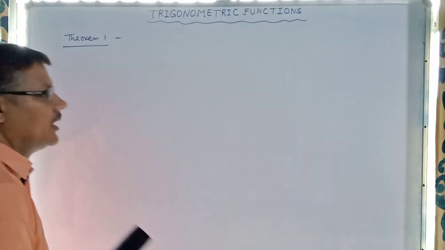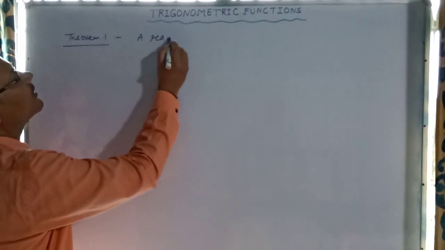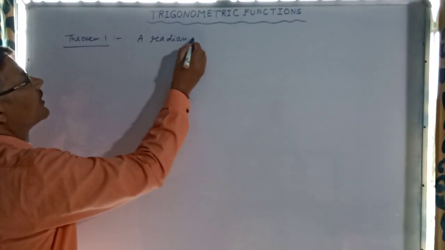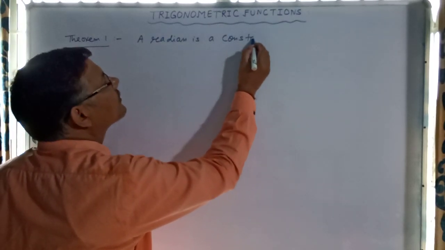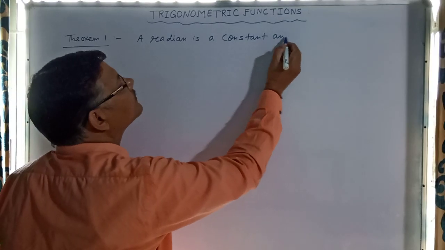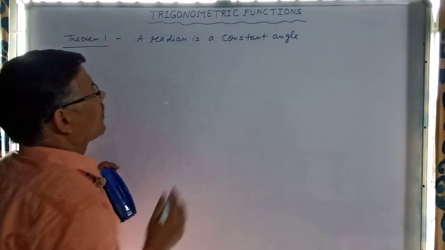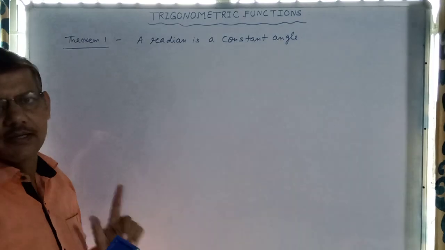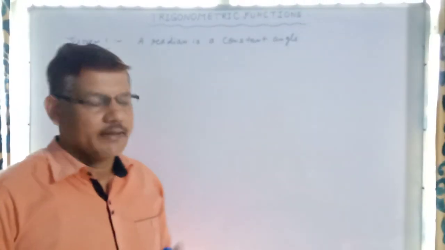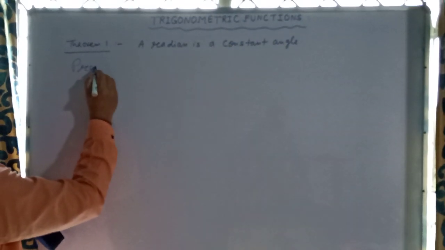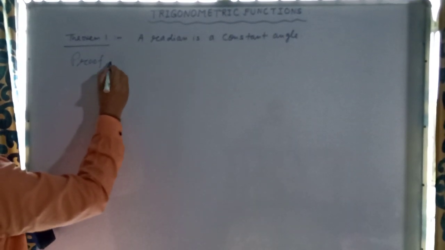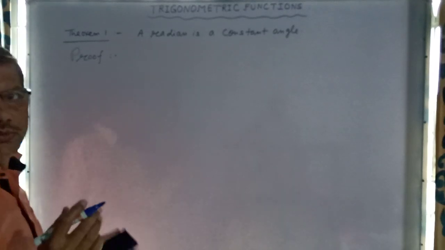Here in theorem number 1 we are supposed to show a radian is a constant angle. We are required to show 1 radian is a constant angle. Since it is a measure of what? Circular. So that's why we are required to use a circle.